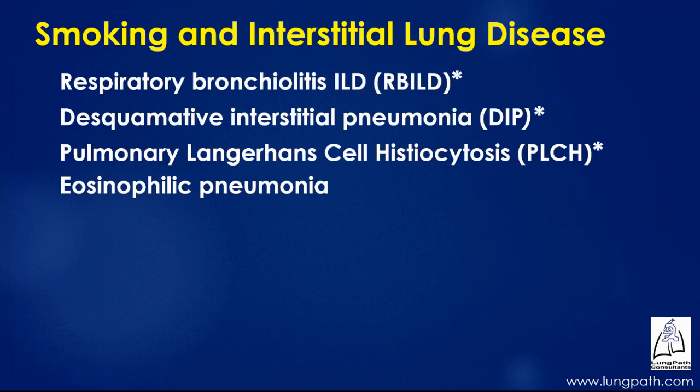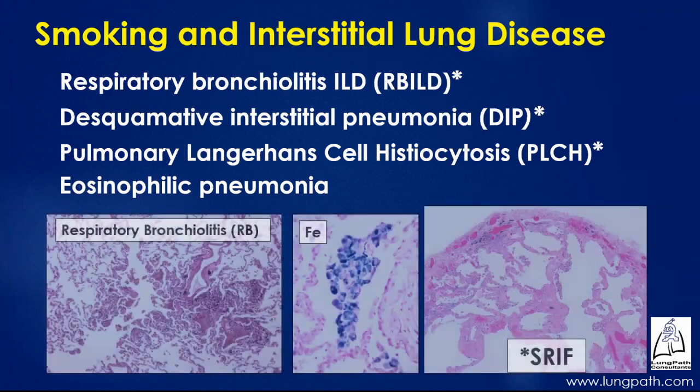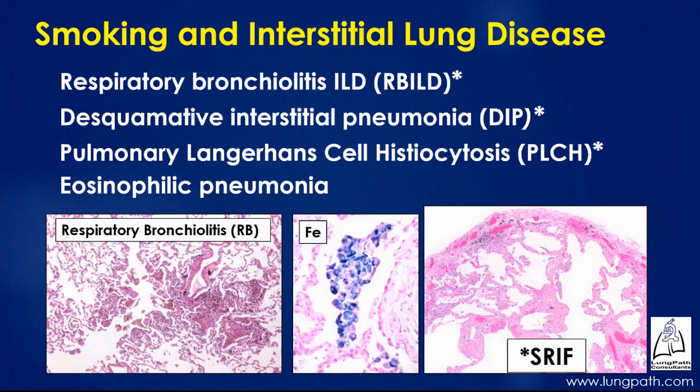Well, I want to move on to smoking because we've realized that smoking is a big deal in interstitial lung disease. It does a lot more than cause COPD and cancer. It produces a condition called respiratory bronchiolitis associated ILD, desquamative interstitial pneumonia, Langerhans cell histiocytosis, and if you go back and look, some cases of eosinophilic pneumonia are smoking related. Now, everybody that smokes gets respiratory bronchiolitis.